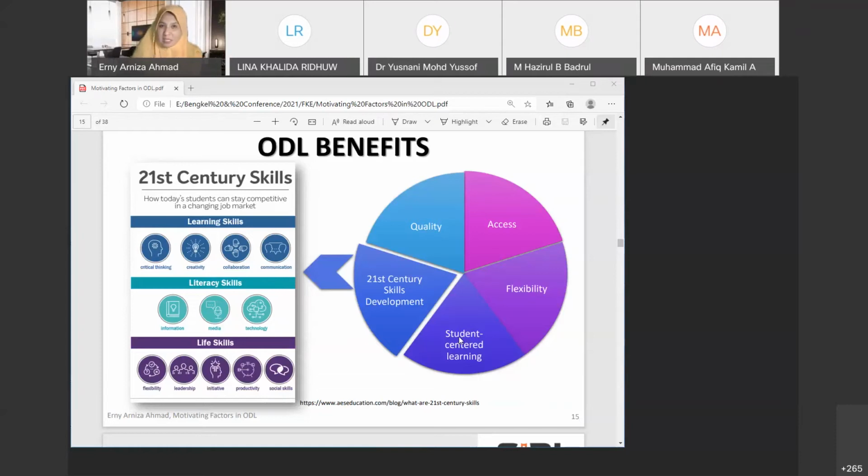Right, then life skills. Ini yang paling penting. Life skills take a look at the intangible elements of a student's everyday life. So yang ni pun kena ajar. Maksudnya ini perlu diajar di peringkat universiti dan sekolah sebenarnya. Sebenarnya kalau ikutkan ini dibentuk dari rumah, tapi sekarang ni tanggungjawab tu dah dilepaskan sikit-sikit pada sekolah dan juga universiti. So life skills: flexibility, leadership, initiative, productivity and social skills.